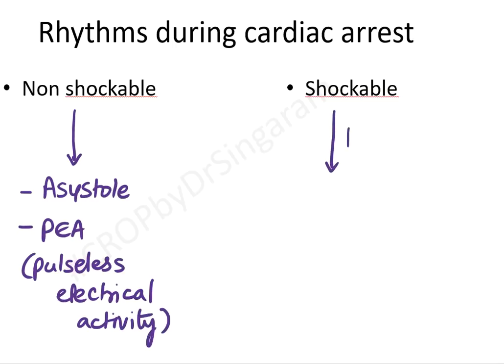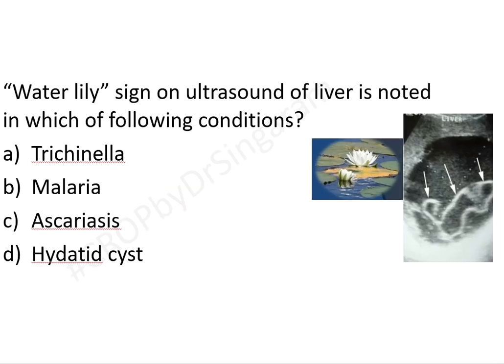Shockable rhythms are the ones where you are going to give defibrillation immediately, because that can revert the heart back to the normal rhythm. So the shockable rhythms are two: one is ventricular fibrillation, the other one is ventricular tachycardia. Right, so these are the rhythms encountered during cardiac arrest. A potential question for the future also.